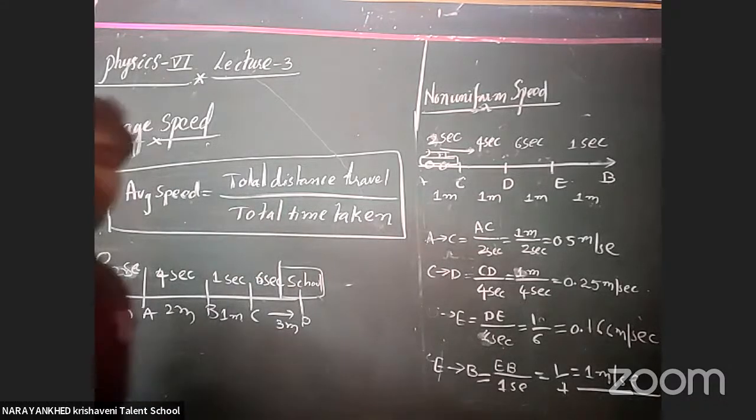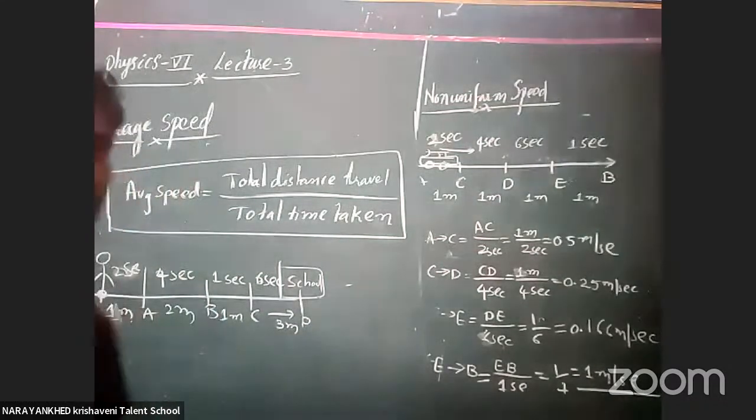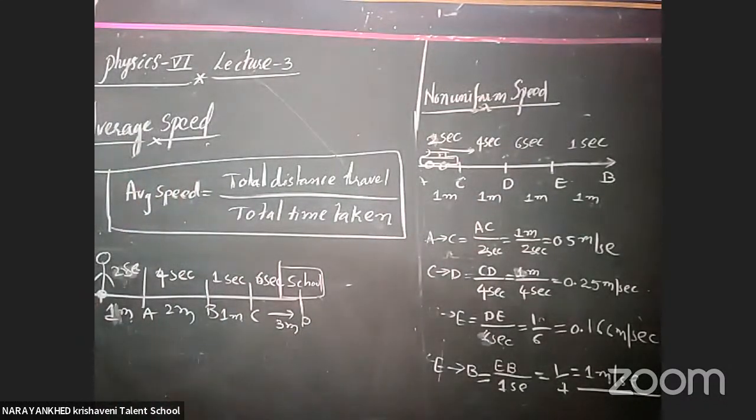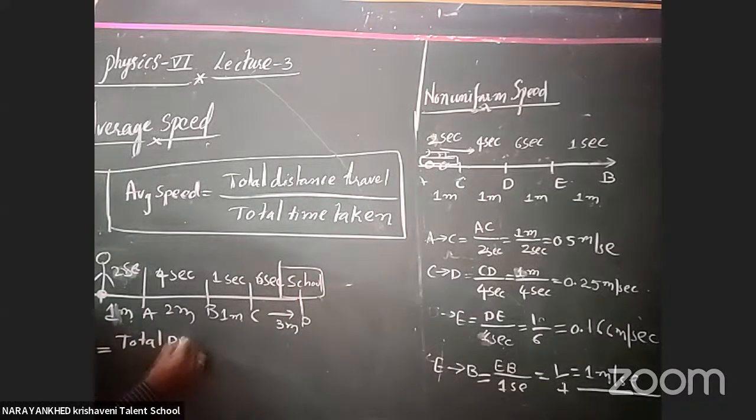Okay, now what is your speed? What is your average speed? How to calculate it? First, you count the total distance here. What is the total distance?